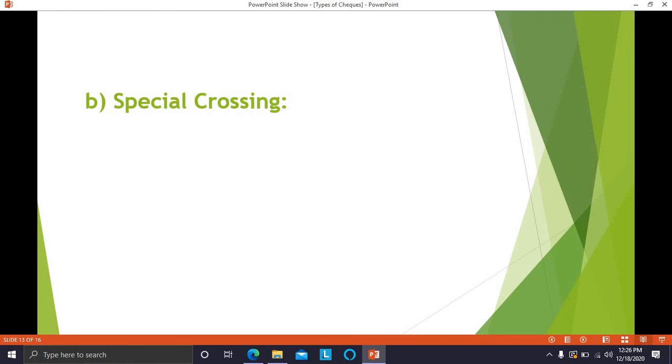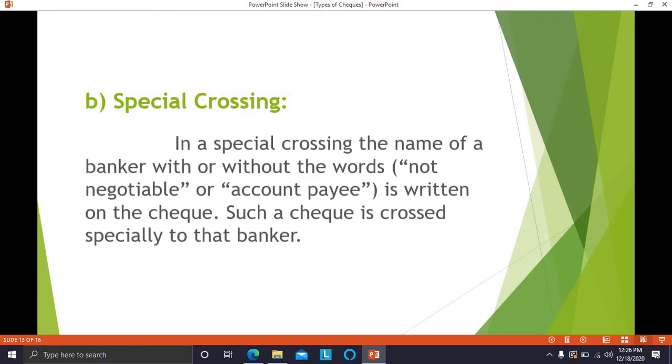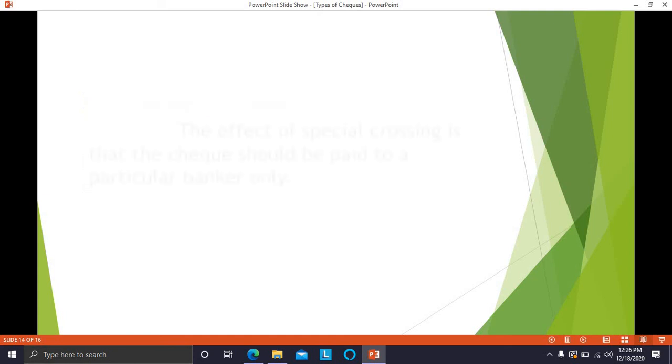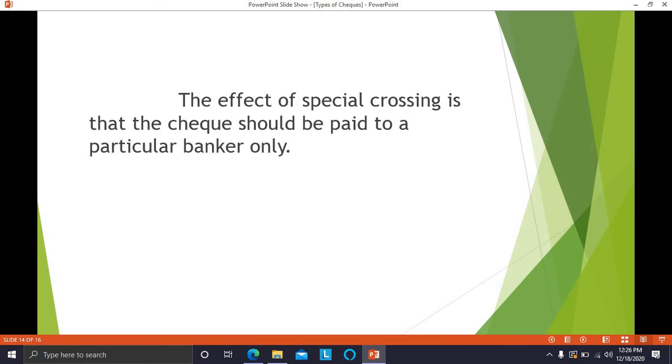Now the second type of crossing is special crossing. In special crossing, the name of the banker, with or without some words in between, is written on the check. Which are the words written in between? Not negotiable or account payee. Such a check is crossed specially to that banker. The effect of special crossing is that the check should be paid to a particular banker only, not to a particular individual, but to the particular banker only.